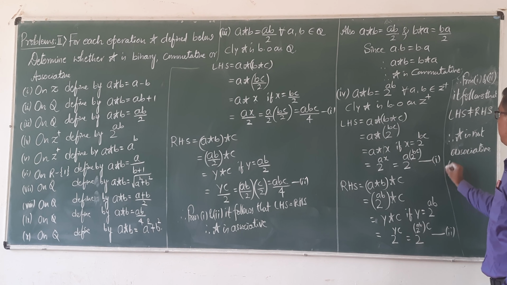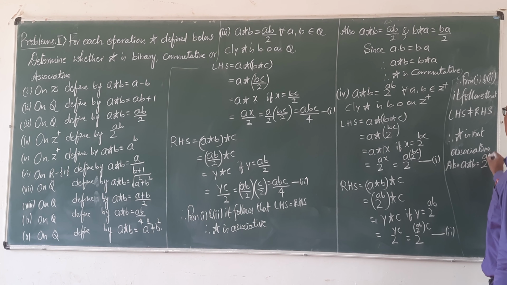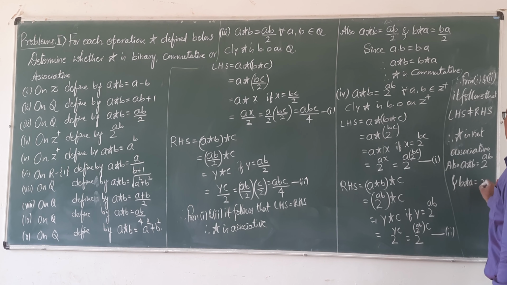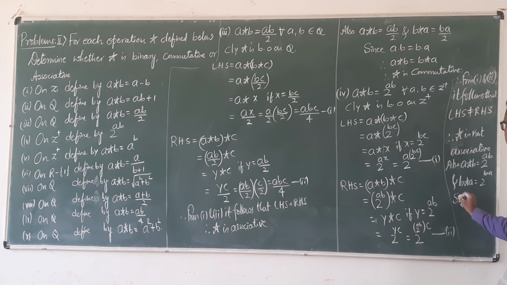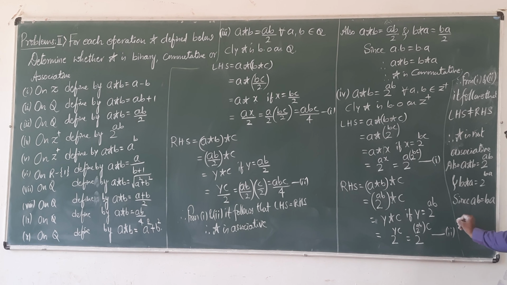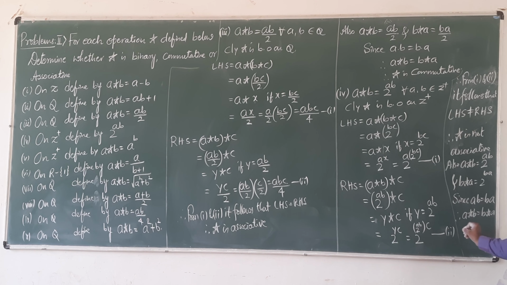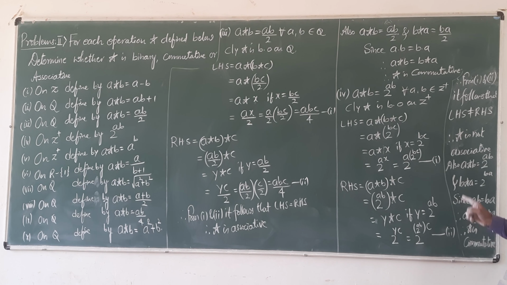Also verify is it commutative or not. A star B is equal to 2 power AB. And B star A is 2 power BA. Clearly bases are same. If bases are same, powers must be equal. Since AB is same as BA, therefore AB is nothing but A star B, BA is nothing but B star A. Hence, star is what? Commutative. Star is commutative, but it is not associative. Clear, students?